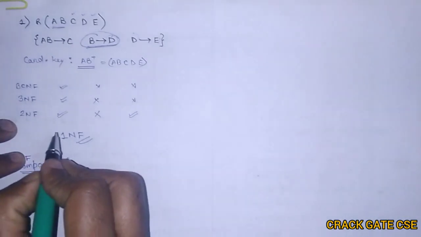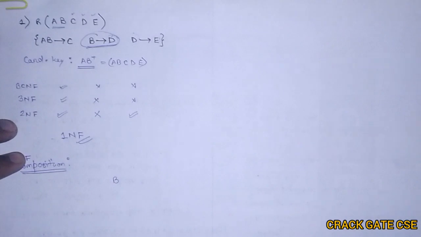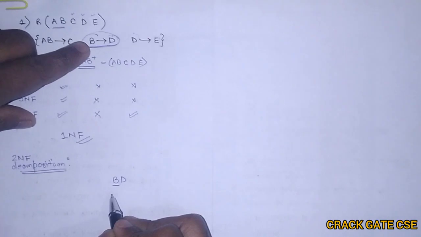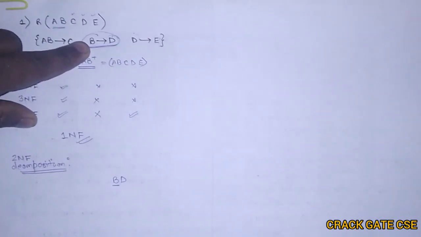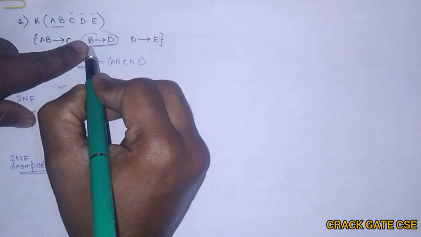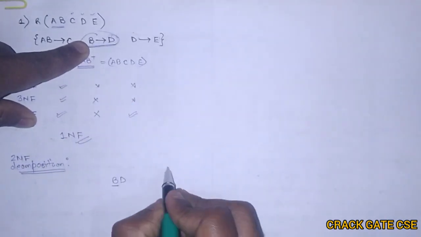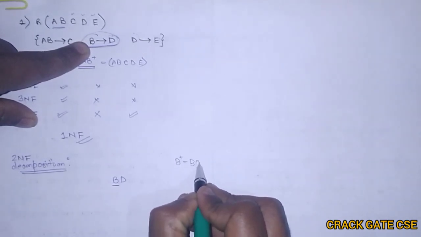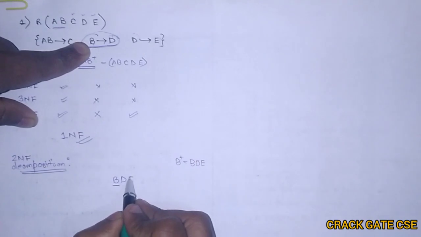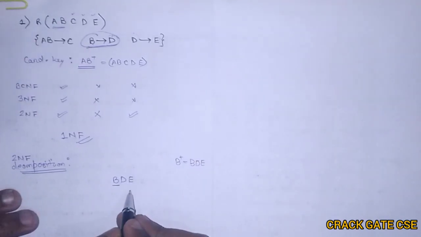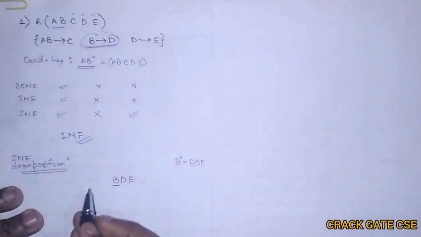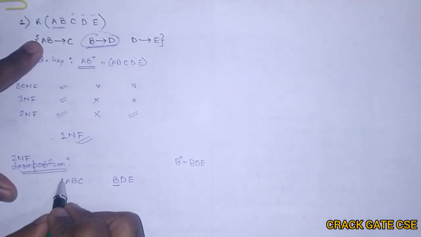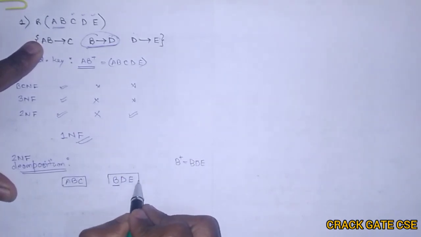So what you can do is take B and D in a separate relation, and B is a key in that relation because B is deriving D. Take the B closure. If I find the B closure, it will be B, D, E. So I am taking B, D, E in one relation and A, B, C in another relation, because this is not violating any rule.